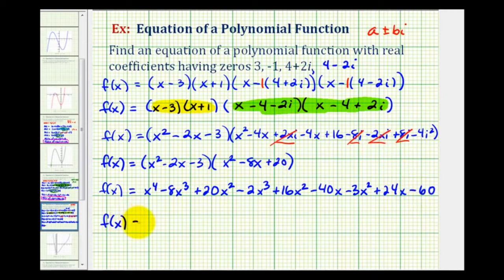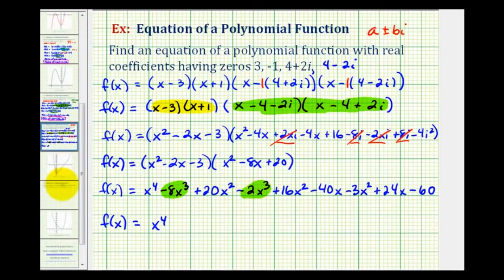The last step here is to combine like terms and write everything in descending order. So we have x to the fourth, and then we have a negative 8x cubed, negative 2x cubed, so we have minus 10x cubed. And we have 20x squared plus 16x squared minus 3x squared. So that's going to be 36x squared minus 3x squared. That's going to be plus 33x squared. Then we have negative 40x plus 24x. That's going to be negative 16x, or minus 16x. Then we have minus 60.